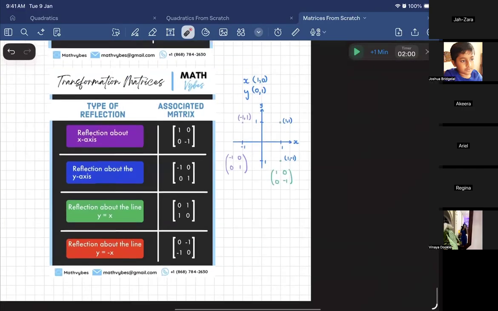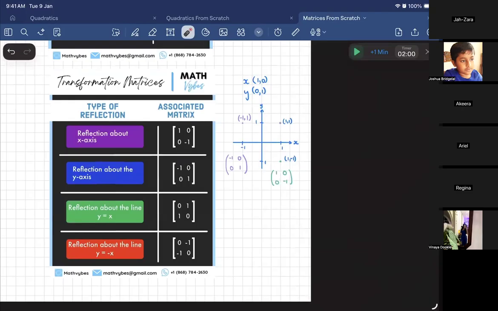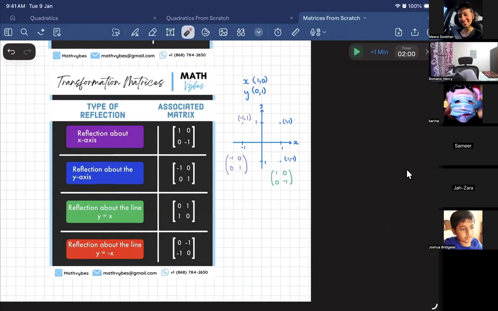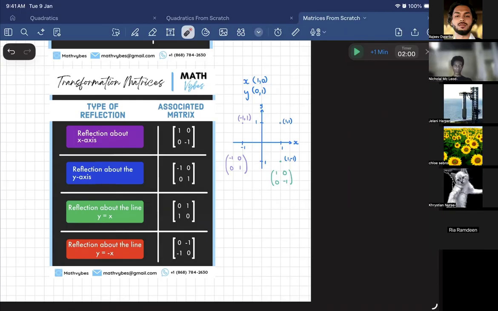If you have anybody in class that would like me to run through the hacks again, now is your time. Vinaya, Regina, Ariel, Akira, Joshua, Jazara, Samir, Karina, Romano, Mira, Nikolai, Jalani, Chloe, Christian, Rajiv, Dwarika.